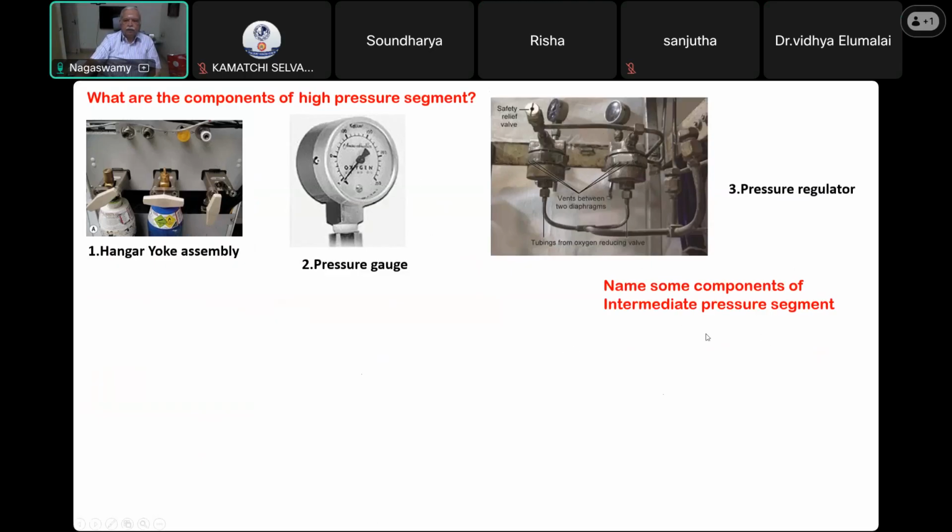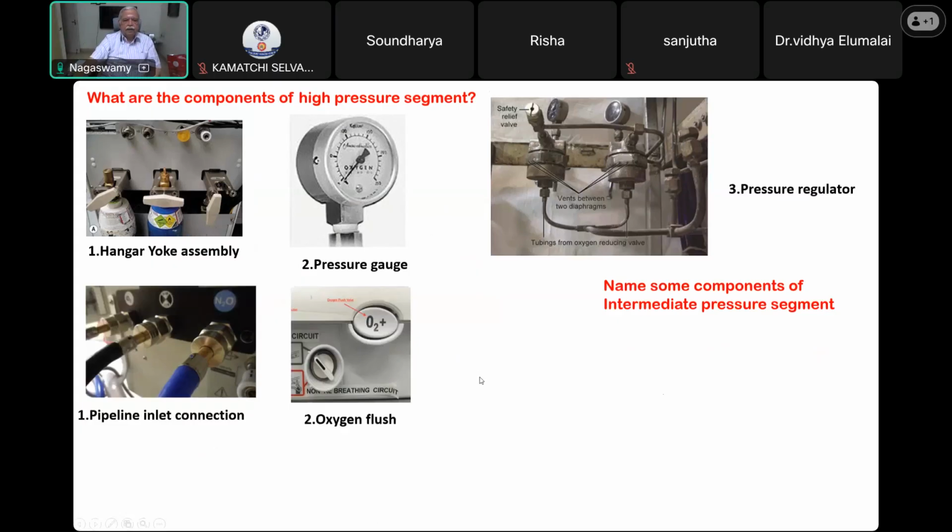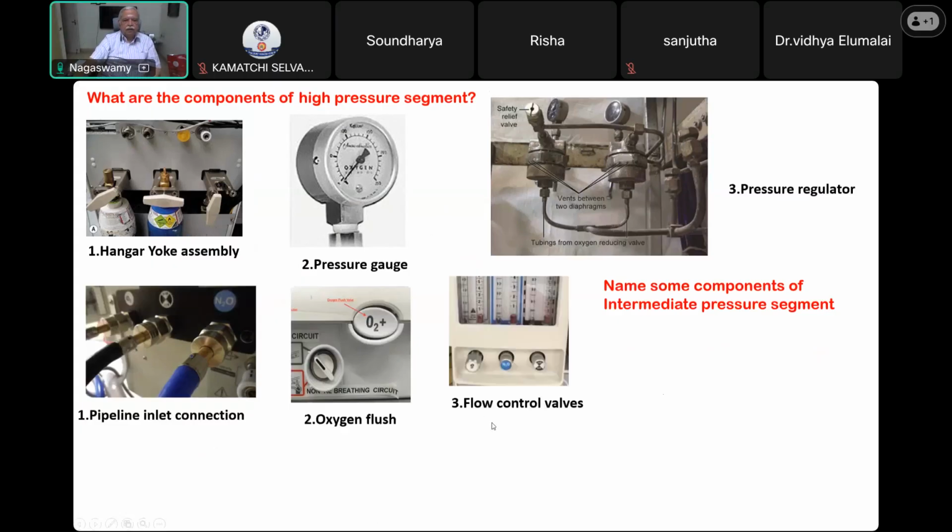Name some components of the intermediate pressure segment. After this pressure regulator, what are all the components which are called the intermediate segment? Second stage pressure regulator, pipeline inlet connection, then there is the oxygen flush, then there is the oxygen supply failure alarm, flow control valve. Okay, all these things come under the intermediate pressure segment.